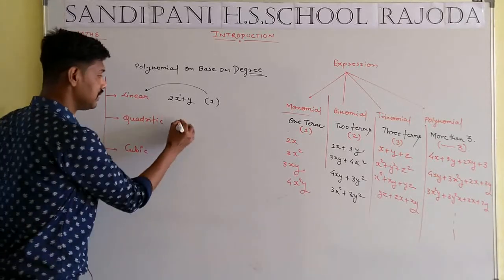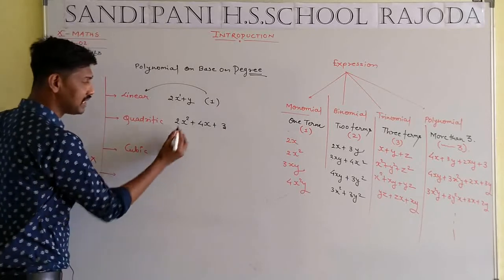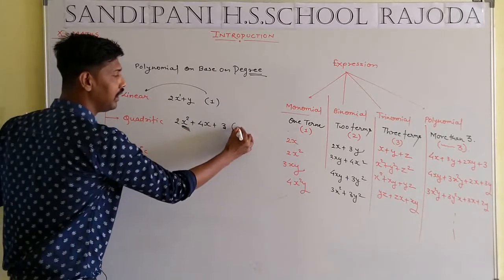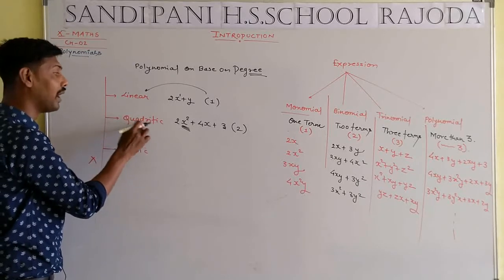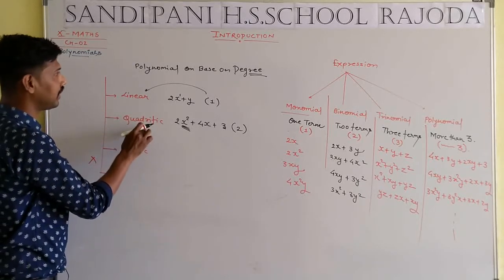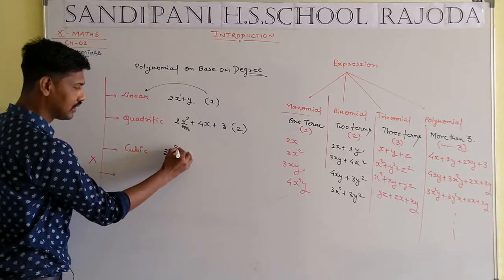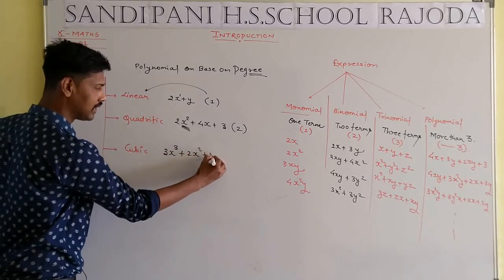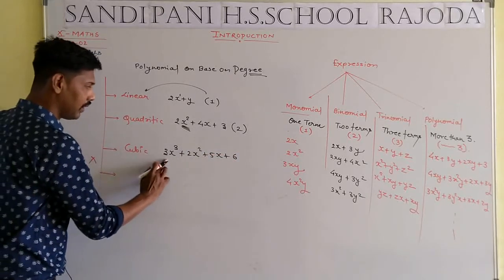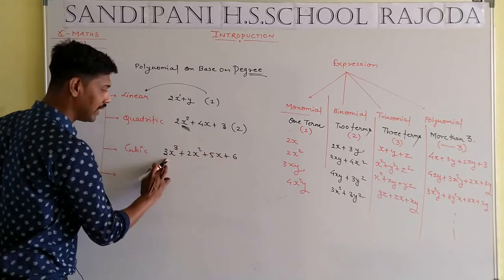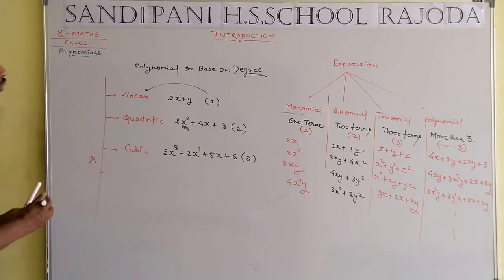But in a case like 2x square plus 4x plus 3, the maximum power of x is 2. So this type is known as quadratic. But in a case like 3x cube plus 2x square plus 5x plus 6, how many terms are there? 1, 2, 3 and 4. But the maximum power of x is 3, so it is known as cubic.